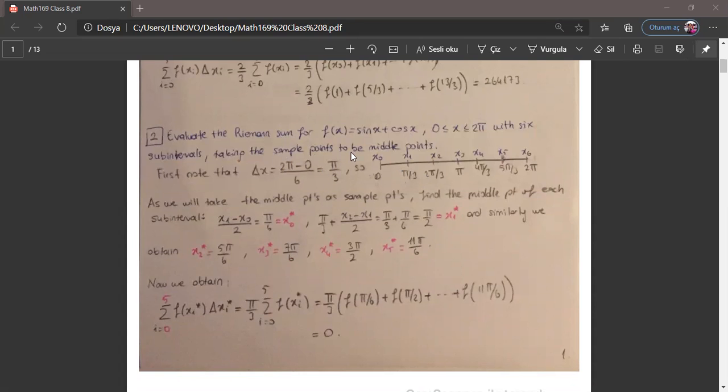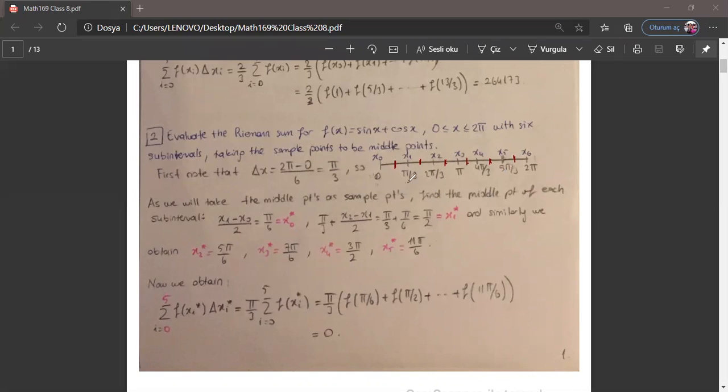Now we take sample points as the middle points, okay? So for example, for this interval x0, x1, 0 to pi over 3, we need to take the middle point, okay? And for that, 2, okay? For each subinterval, we will find the middle points. How do we do that?